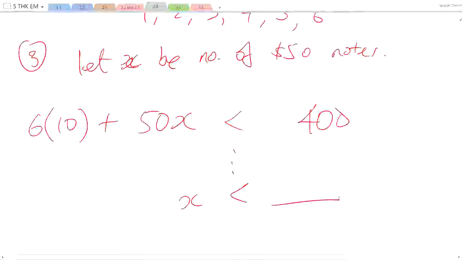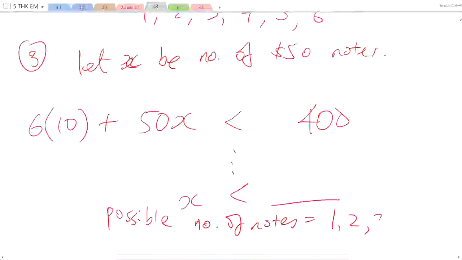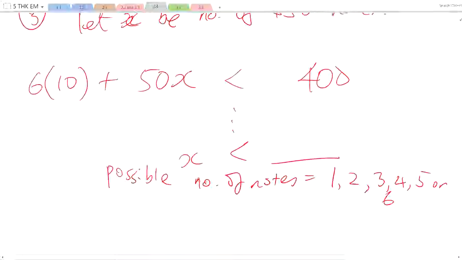It's going to be less than something. So you can write down possible number of notes equals to 1, 2, 3, 4, 5, or 6. Is it correct? Okay, so this is how this question is done.